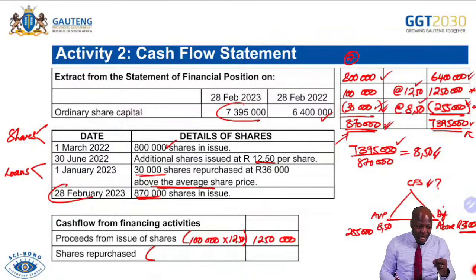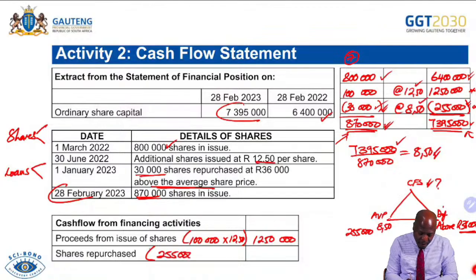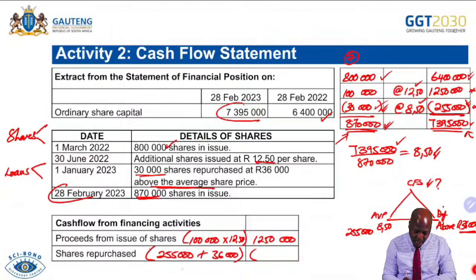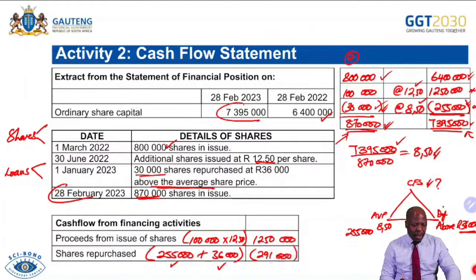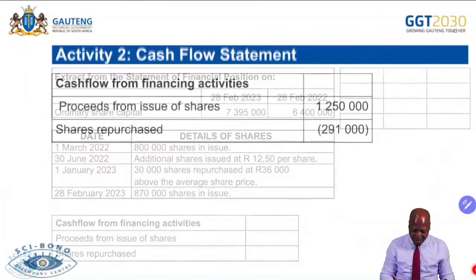That simply means whatever we paid is the average price, 255,000, plus, because we paid above, plus the 36,000. That would then give us, how much do you get? In your calculators, 255 plus 36. That will give you 291,000. 291,000. And that is in brackets. Are you still there? Okay, let's go on to the last aspect.